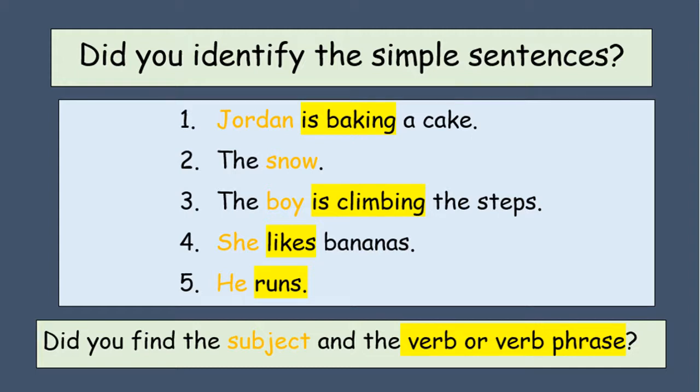He runs. Oh, it looks very short, but could it be a simple sentence? Does it have a subject and a verb or a verb phrase? Let's have a look. So in this sentence we've got he, so he is the subject, and runs is a doing word, isn't it? So yes, it is a verb. So he runs, well, it's a complete thought, it's got a subject and it's got a verb. So yes, it's a simple sentence even though it's only 2 words.